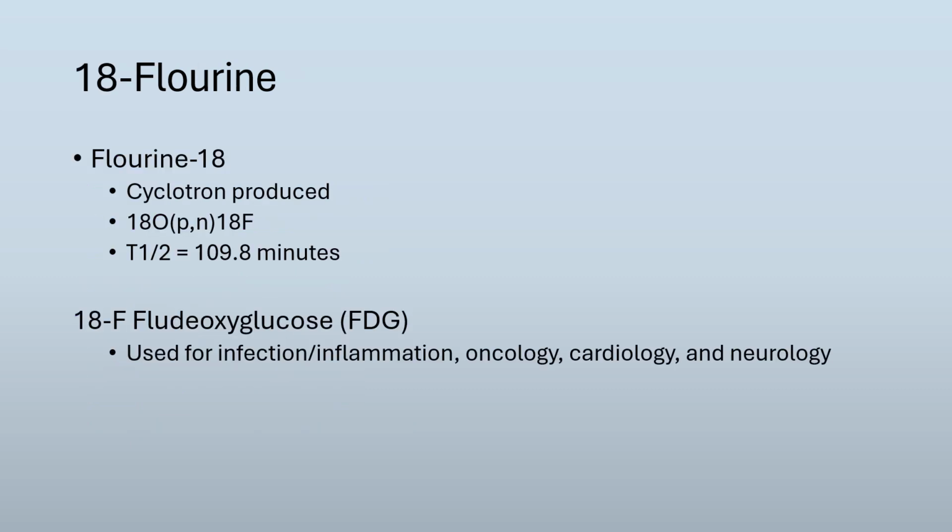So F18 is cyclotron produced. It comes from oxygen 18, has a half-life of 109.7, 109.8 minutes. And the most common radiopharmaceutical that's used is the F18 fluorodeoxyglucose, which is used for infection and inflammation imaging, oncology, cardiology, and neurology.